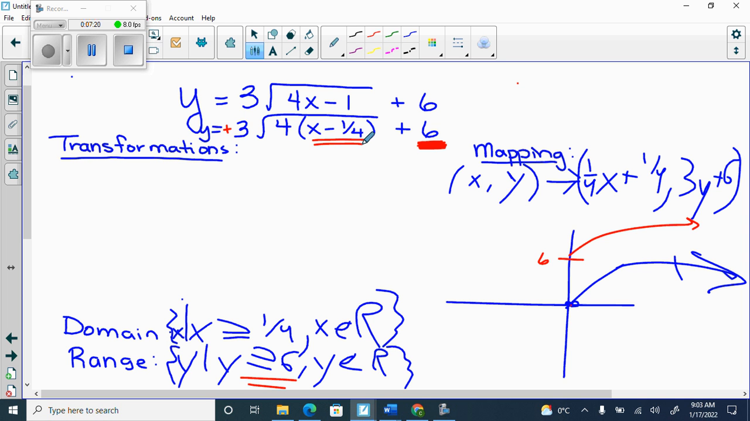This here means it moves right a quarter. So now it's like right a quarter, so it's like here. And it's still positive, so it didn't reflect. So now it's here. So it's greater than or equal to a quarter, and it's greater than or equal to 6. Yes. Good. Okay, that's radicals.